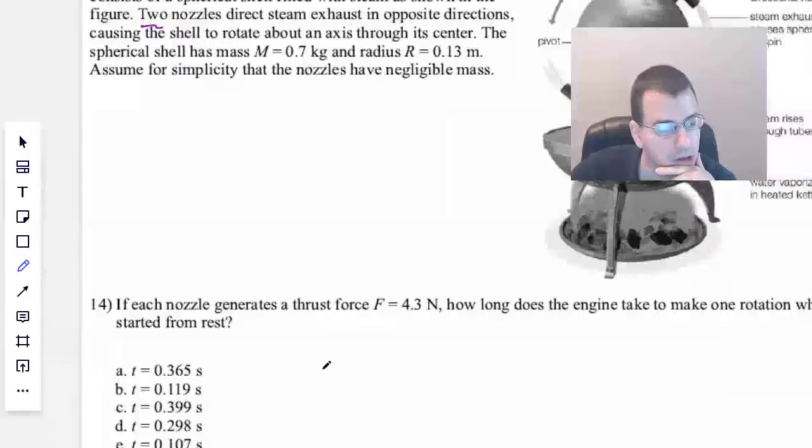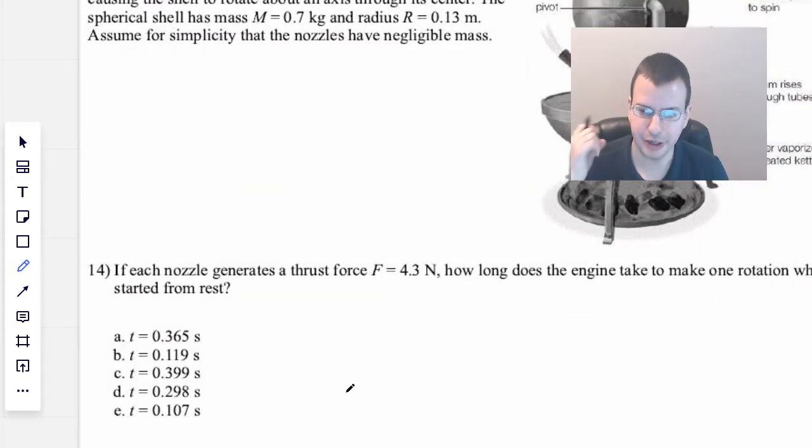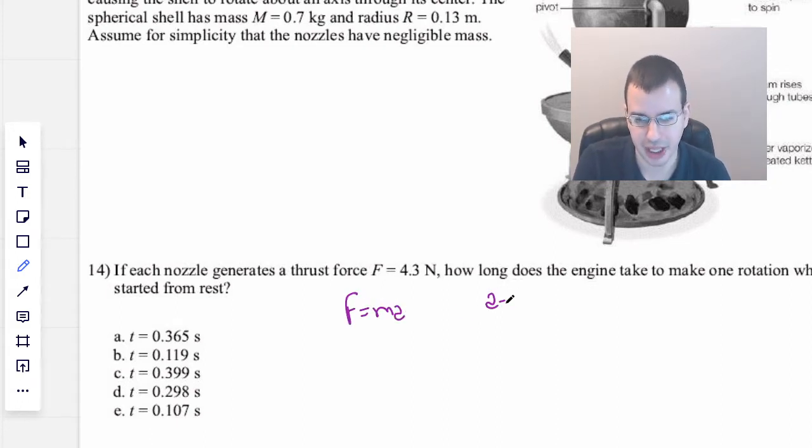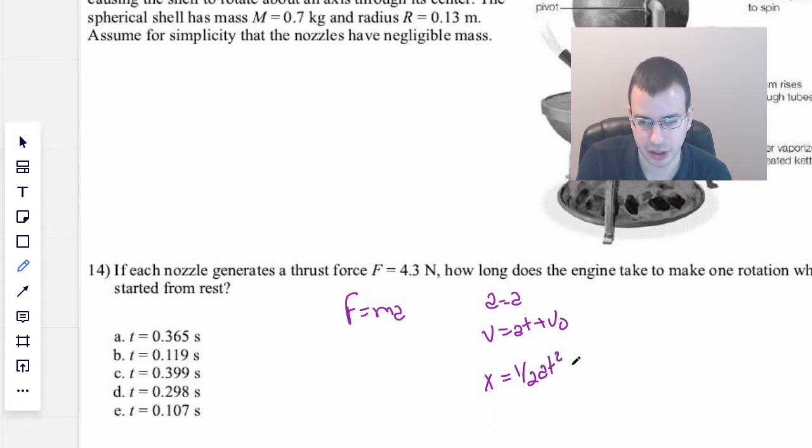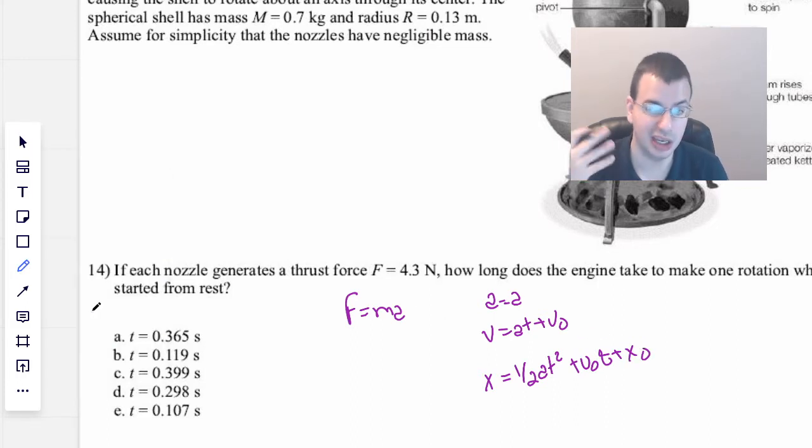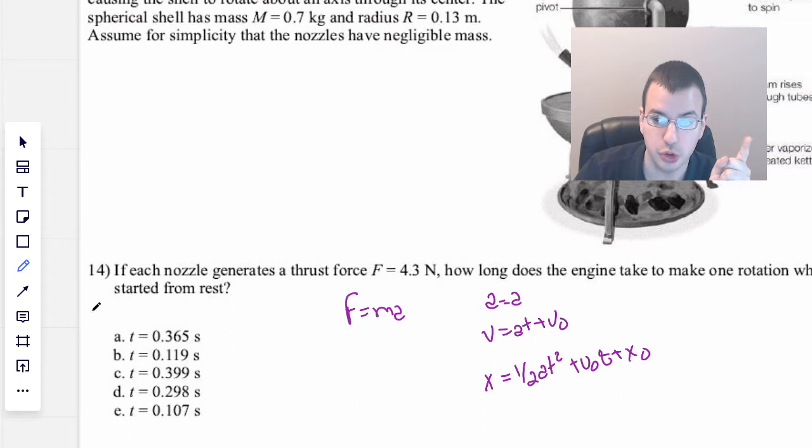Yep. Okay, so your first thought here should be kinematic equations. So you're like, all right, if this was linear, then we'd do force equals mass times acceleration. And then we'd use v equals at plus v naught, and x equals 1/2 at squared plus v naught t plus x naught. And so you're like, well, this is how I do it linearly. How would I do it using angular, rotational?